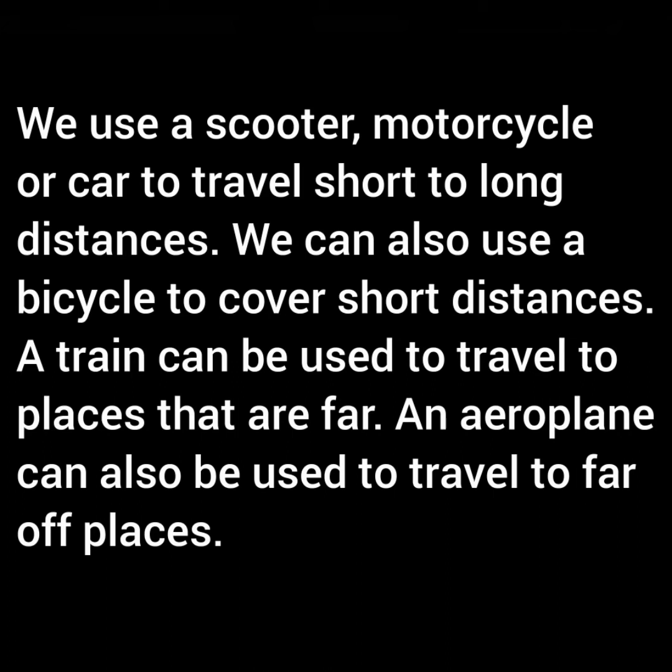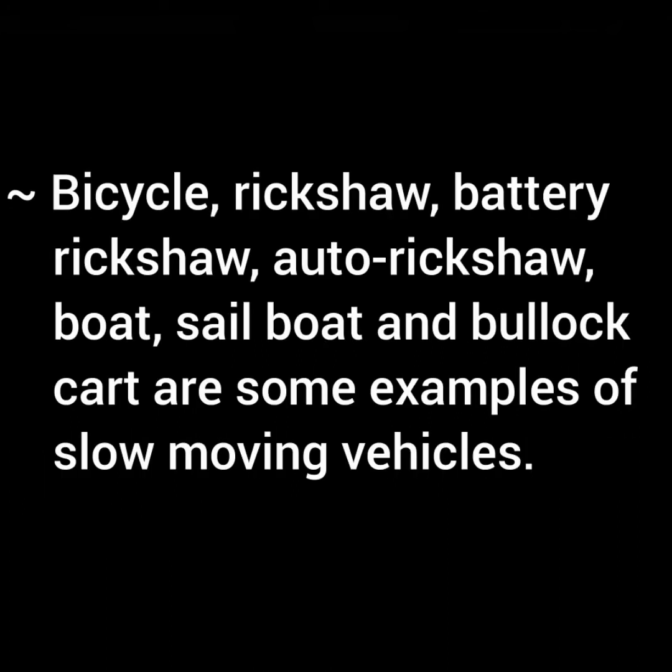A train can be used to travel to places that are far. An aeroplane can also be used to travel to far off places. Bicycle, rickshaw, battery rickshaw, auto rickshaw, boat, sailboat, and bullock cart are some examples of slow moving vehicles.